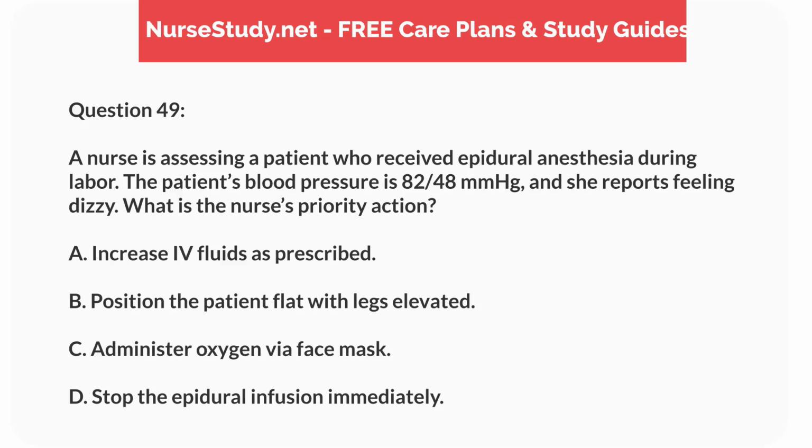Question 49. A nurse is assessing a patient who received epidural anesthesia during labor. The patient's blood pressure is 82/48 millimeters of mercury, and she reports feeling dizzy. What is the nurse's priority action? A. Increase IV fluids as prescribed. B. Position the patient flat with legs elevated. C. Administer oxygen via face mask. D. Stop the epidural infusion immediately.